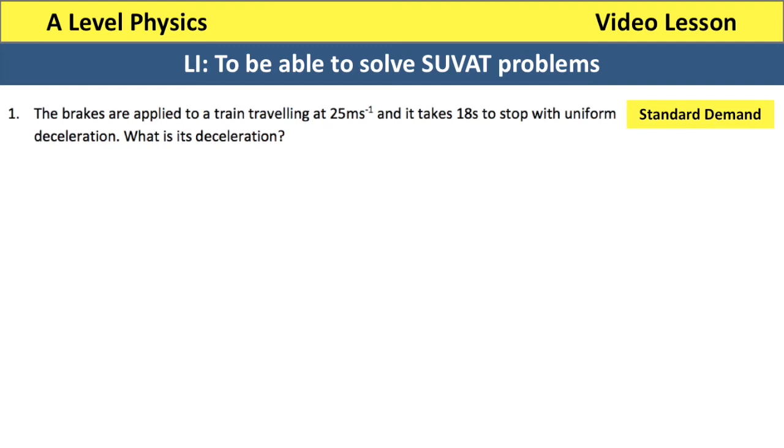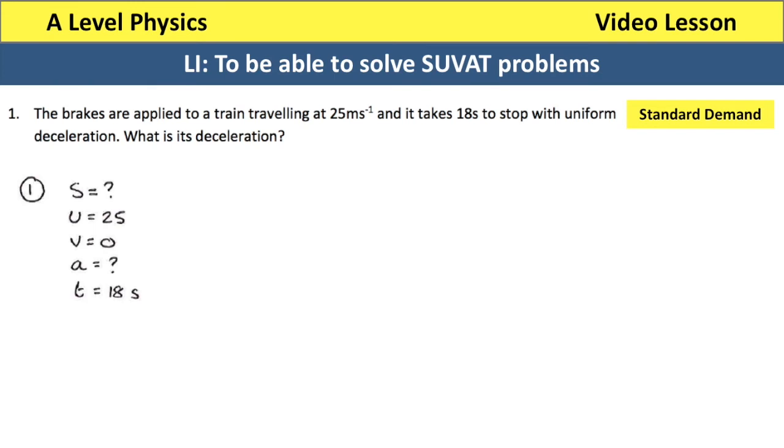Now we're on to the standard demand questions. The brakes are applied to a tram travelling at 25 metres per second, and it takes 18 seconds to stop with uniform deceleration. What is its deceleration? Now remember, deceleration of course is just an acceleration where we are slowing it down. So we're still going to be using SUVAT for this.